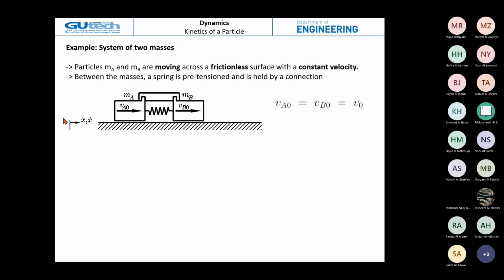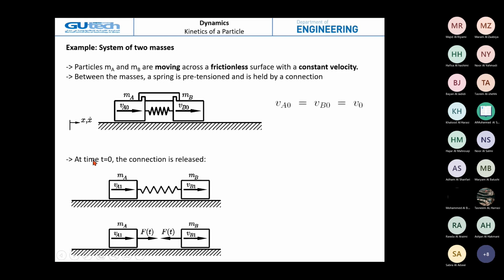Then it means we have the motion along the x direction, with velocity x dot. There is no friction, so there is only the contact force, N, between the masses and the ground. Between the masses we have a spring which is pretensioned, meaning we compress the spring and attach the two masses by a connector. Then at time t0, the initial state, the connection is released.